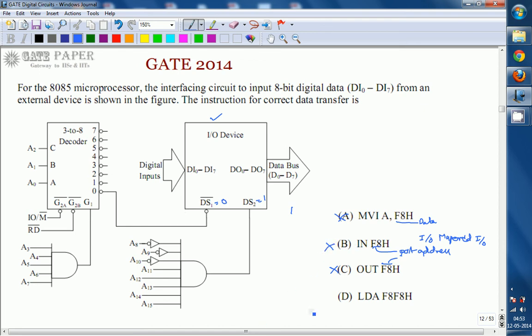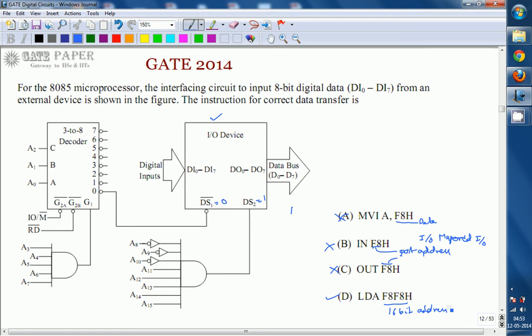So the only option is LDA. LDA is the right answer. LDA is load accumulator direct, and this LDA instruction is always followed by a 16-bit address.